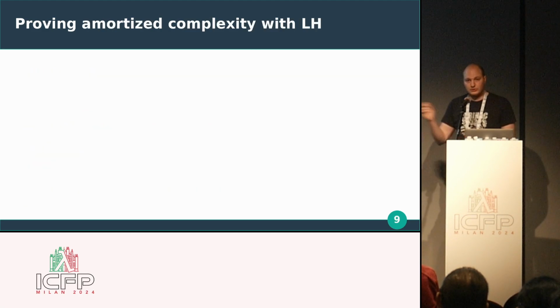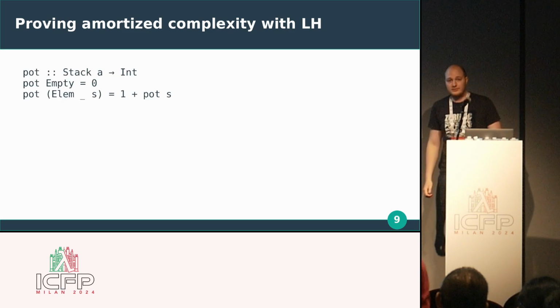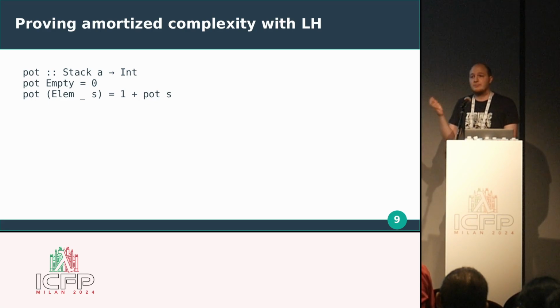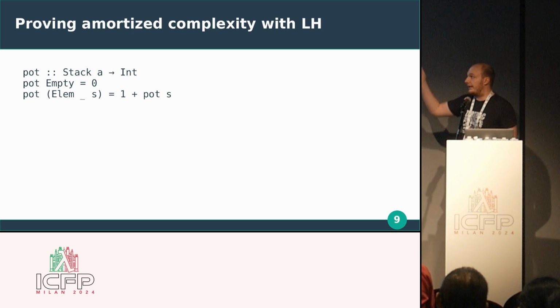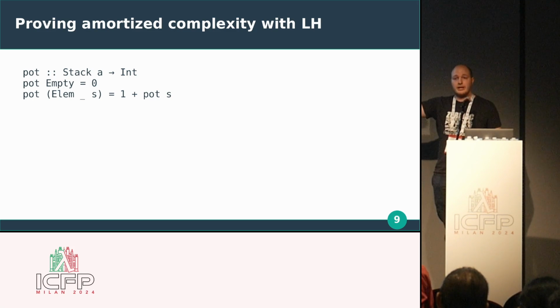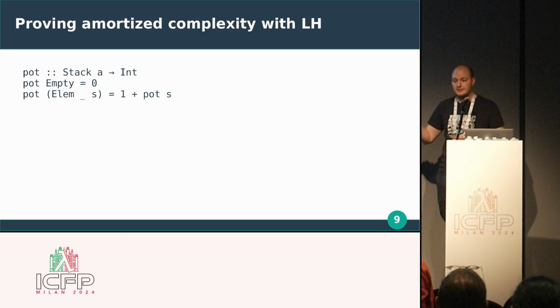So going back to our goal, we want to prove the amortized complexity. And as I said, we need to define a potential for our data structure that fulfills these conditions. And for our stack, we will just use the height of the stack as a potential, because the higher the stack, the more we will need to pay for multipop. That's the intuition behind that.